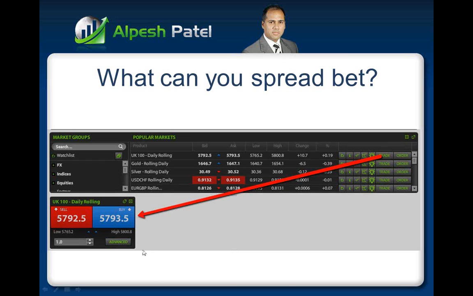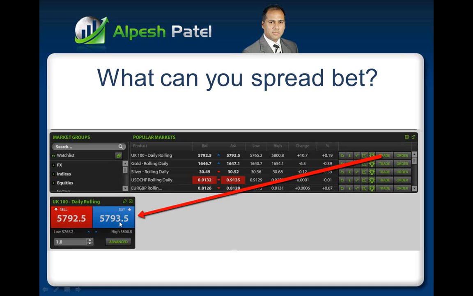The advantage with spread betting is you will put in a figure of how much you want to make or lose. You don't want to lose, but how much you might want to make per point that the particular position, whether it's the FTSE 100 or gold or silver, moves. So in this case, we're saying I want to make £1 for every point that the UK FTSE 100 daily rolling moves.